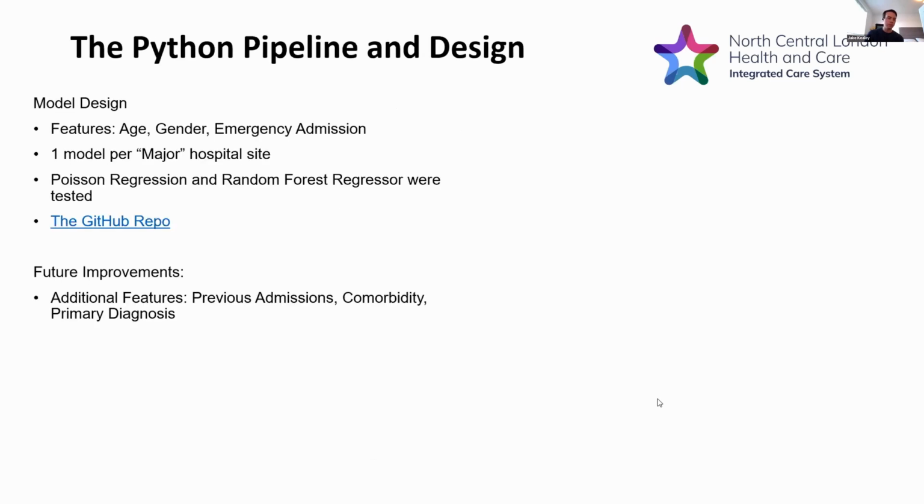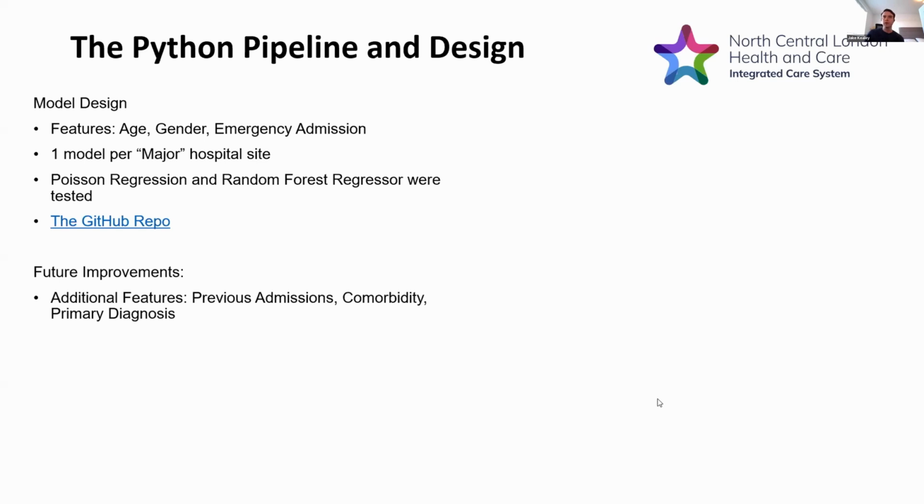So just to talk about what model I ended up with, I originally started trying to do an all-in-one model with a lot of bells and whistles. However, that didn't work out too well because I think it was a bit too complicated. So I'm now working with a much simpler model, but it's built on top of a much more robust Python pipeline, which can then be further developed more easily. So the current features are age, gender, and emergency admissions.